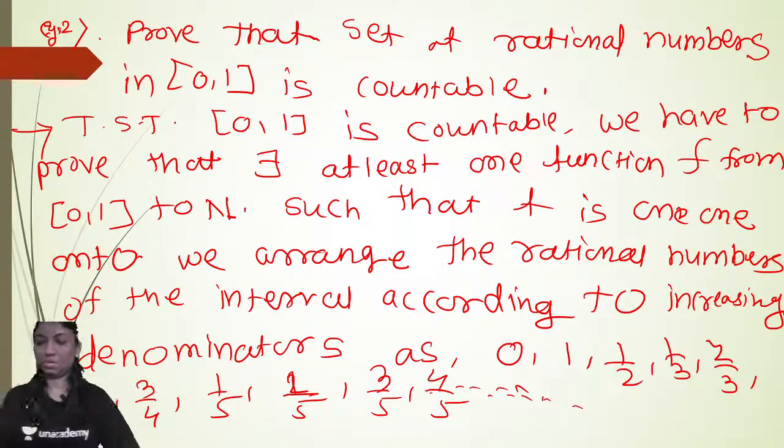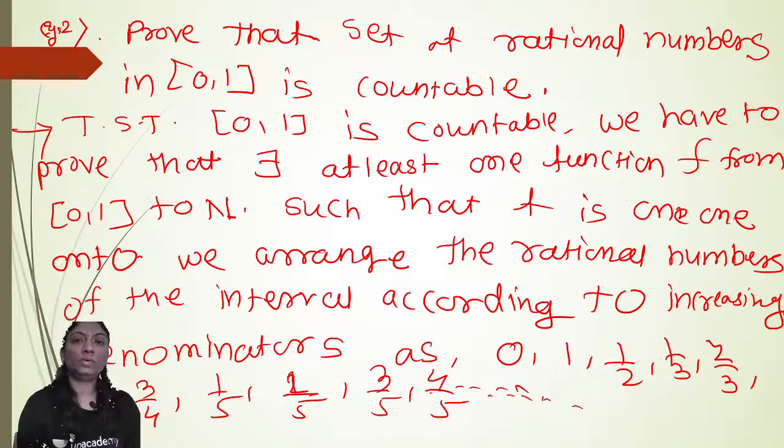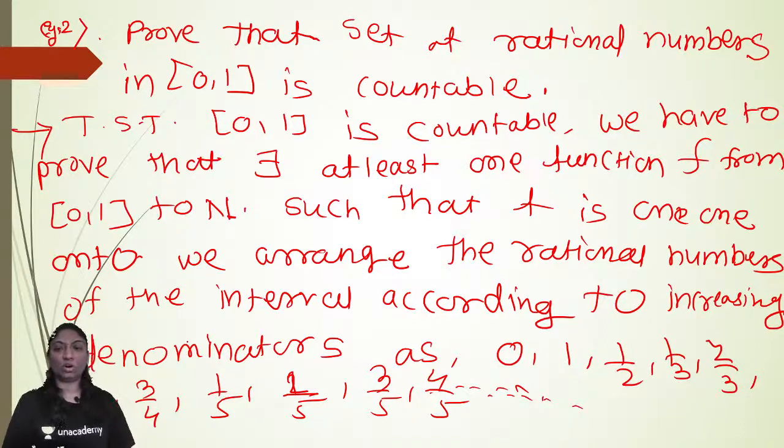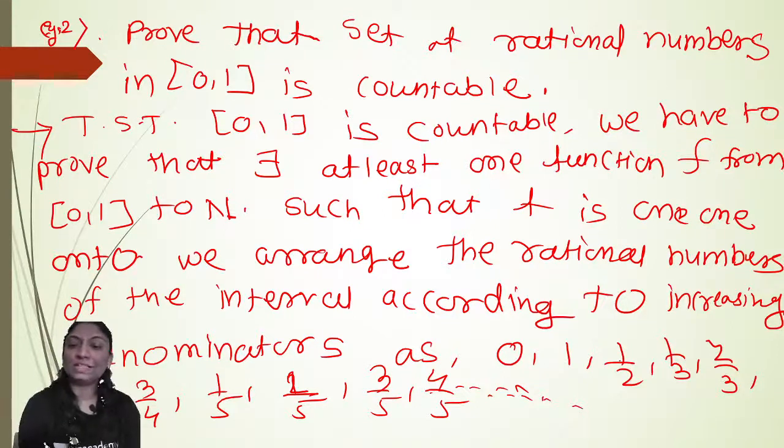Now here, prove that the set of rational numbers in the closed interval 0, 1 is countable. To show that it is countable, we have to prove that there exists at least one function f from the closed interval 0, 1 to n such that f is one-one and onto. We arrange the rational numbers of the interval according to increasing denominators as 0, 1, 1 by 2, 1 by 3, 2 by 3, 1 by 4, 1 by 5 and so on. In this manner we will establish the one-one correspondence between the rational numbers in the closed interval 0, 1 and the set of natural numbers.